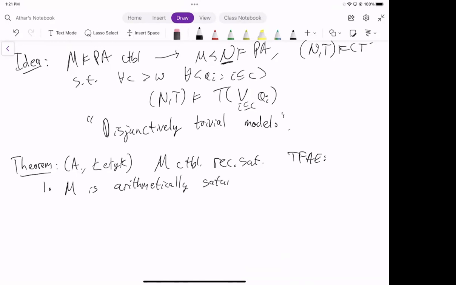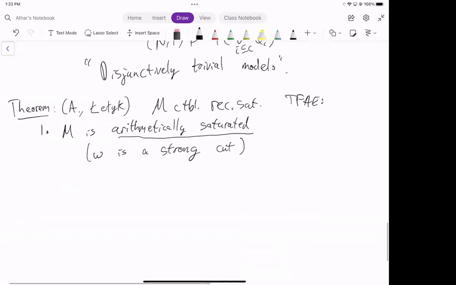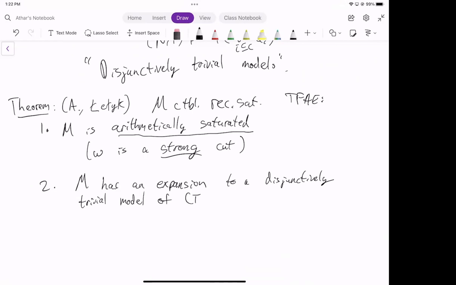Here I'm going to use the fact that omega is a strong cut, and I'll remind you what strength means. And M has an expansion to a disjunctively trivial model of CT minus.